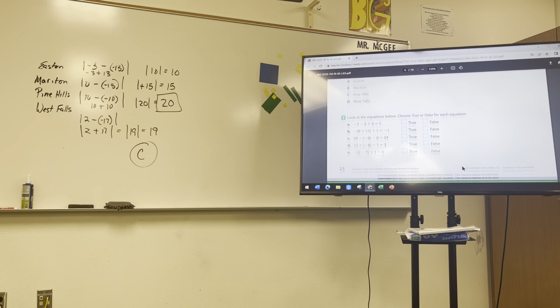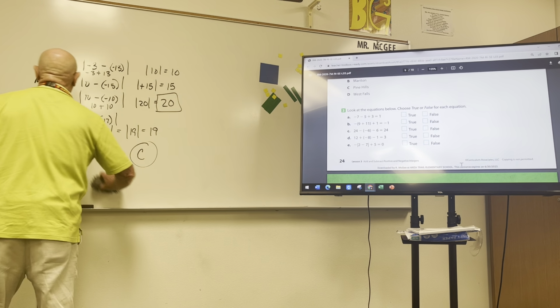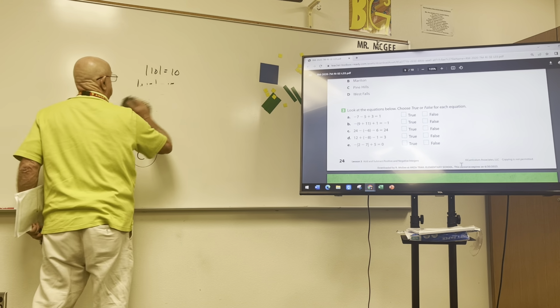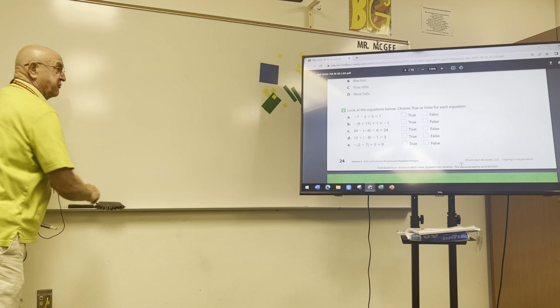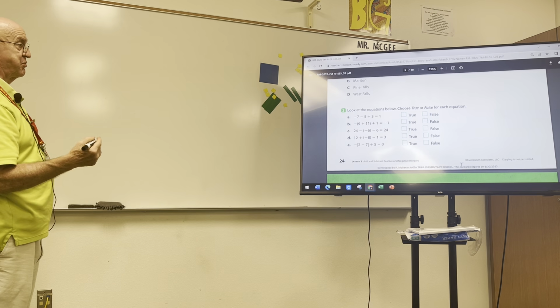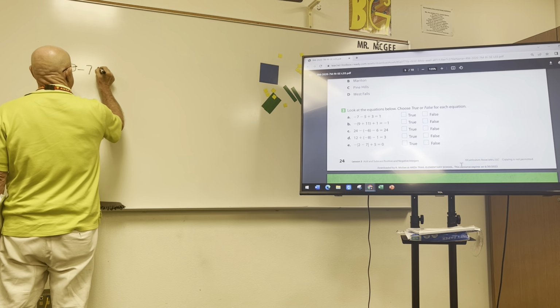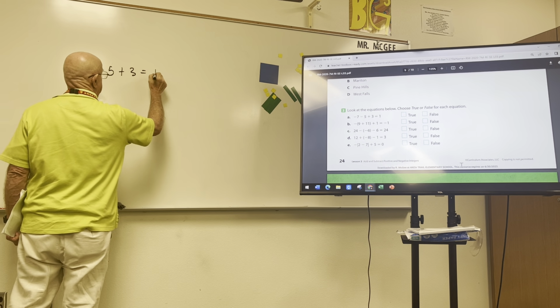Now we have this right here. We're looking at these equations, and we're going to do true or false for each one. All right, so let's take a look. Let's just do A first. We're doing true or false. A says negative 7 minus 5 plus 3 is equal to 1. So negative 7 minus 5 plus 3 is equal to 1.